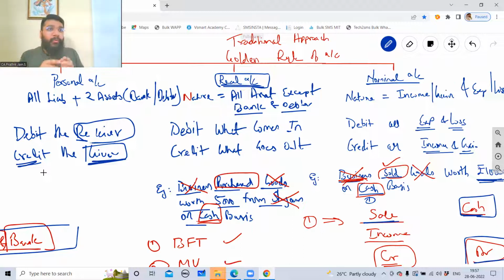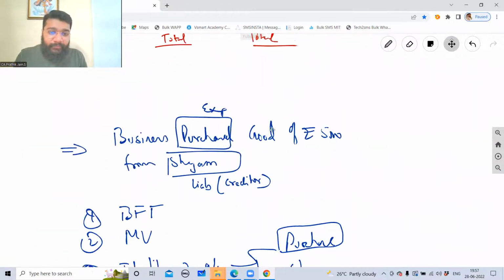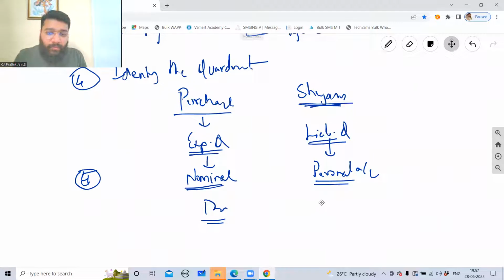From the business point of view, look at what the opposite person is doing. Is the opposite person receiving or giving? If he's receiving, debit him. If he's giving, credit him. So Sham is the opposite person. He is giving, so credit the giver. So we'll credit him. Is this okay?